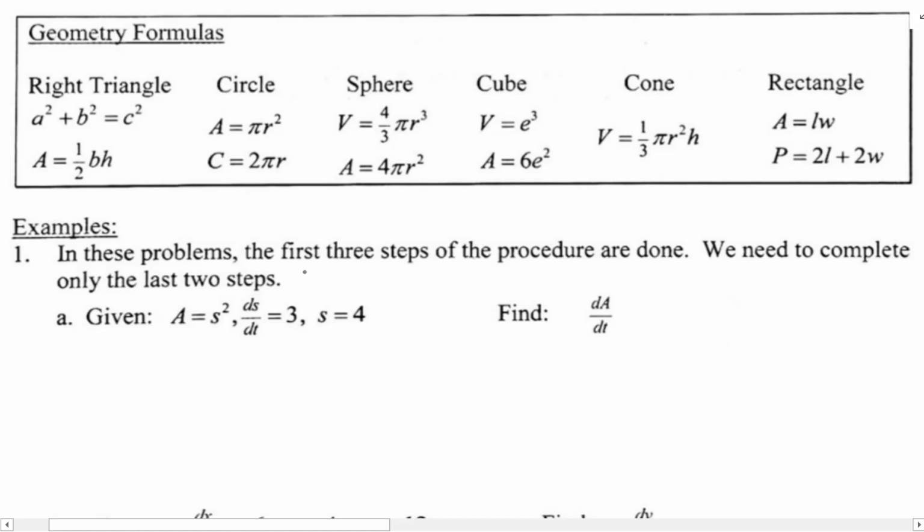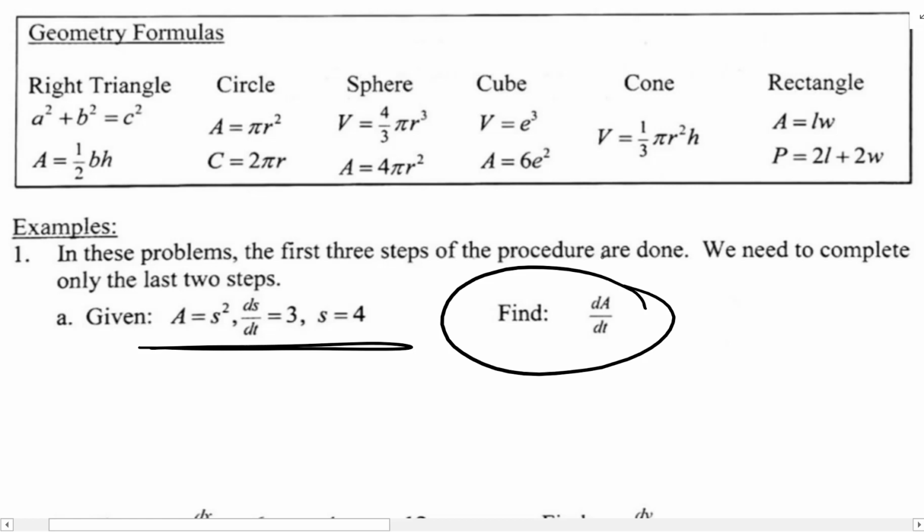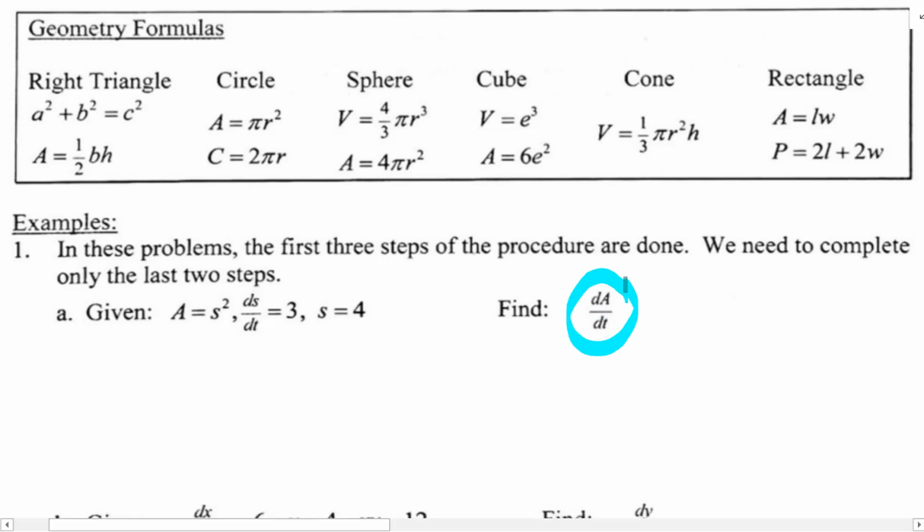Example 1. In these problems, the first 3 steps of the procedure are done. We need to complete only the last 2 steps. Here's what they've given us, and they want us to find dA/dt, the derivative of A with respect to time. So they want me to derive A with respect to time, and so I look for the equation with A in it, and that's what I'm going to derive implicitly.